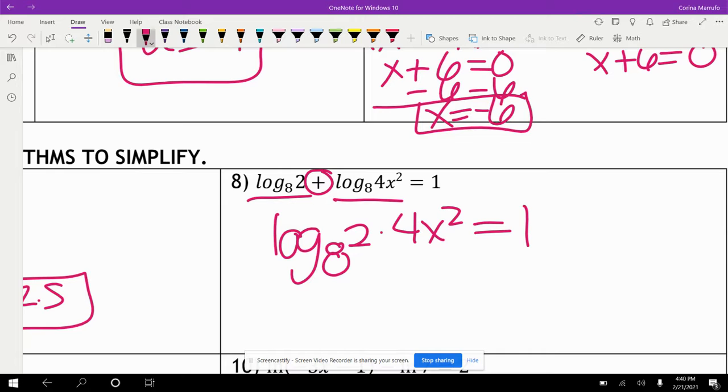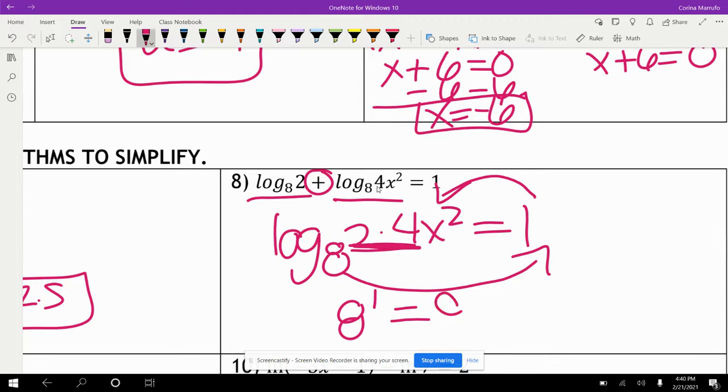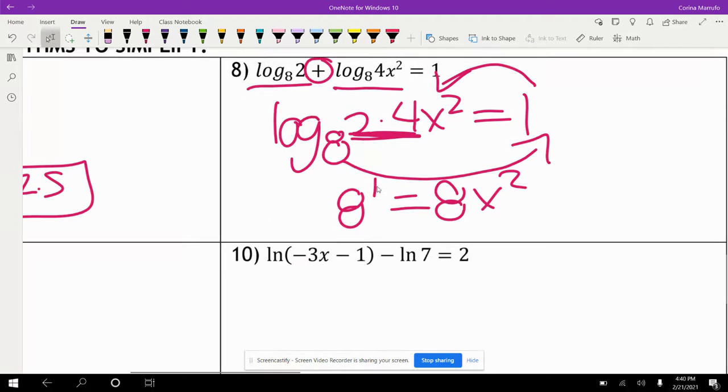I'm going to go ahead and rewrite this in exponential form. So it's 8 to the first power equals that. So 8 to the first power is equal to, and real quick before I write that, I'm going to multiply the 2 and the 4. So it equals 8x squared. 8 to the first power is just 8. So to get rid of this 8 with the x squared, I'm going to divide by 8. So 8 to the first power divided by 8 is just 1 equals x squared.